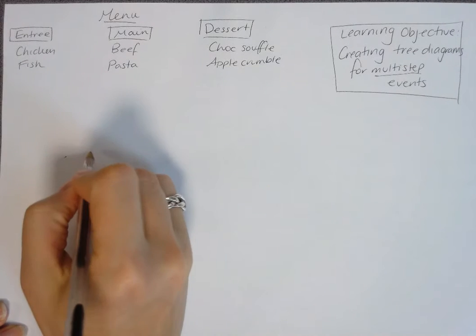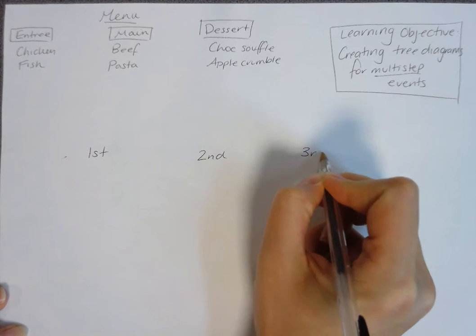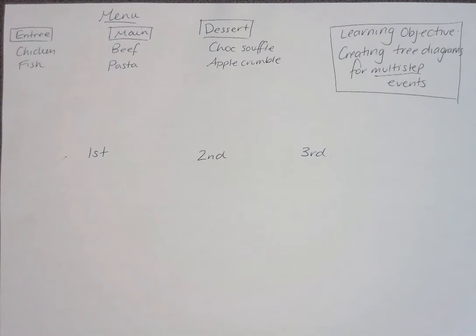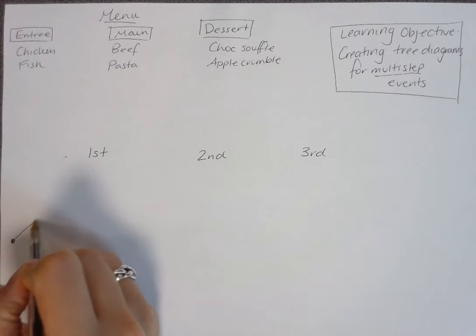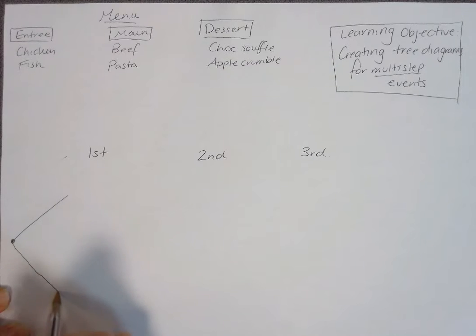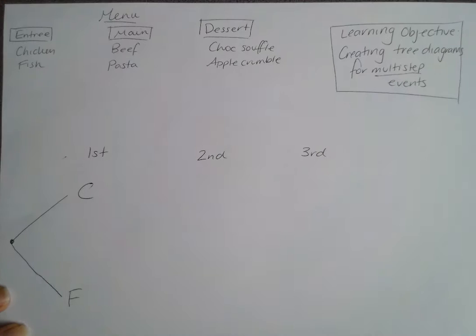So this is a multi-step event. We have our first course, our second course, and our third course. And a tree diagram has lots of branches to show all of the different combinations. So if we have a look at this, it starts over here. I'm going to start with my tree by making two main branches, because in our first course we have two choices. We have the chicken or we have the fish course.